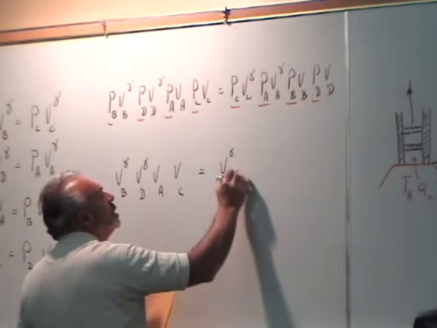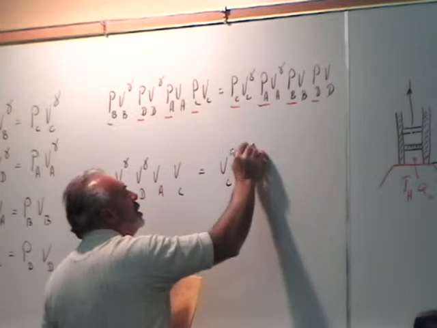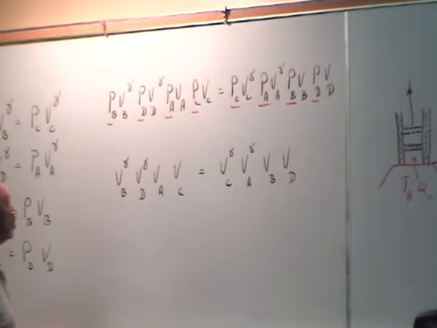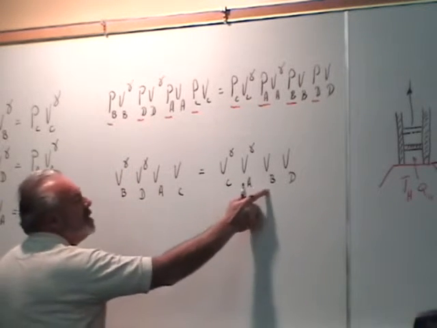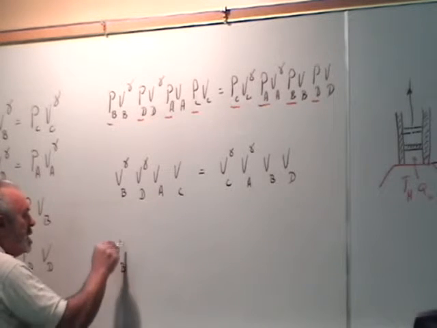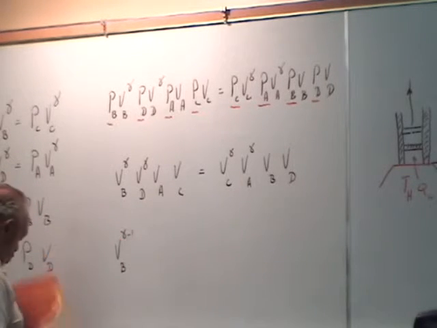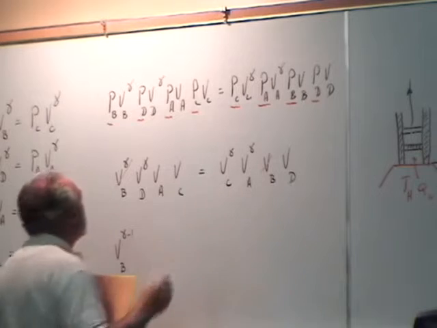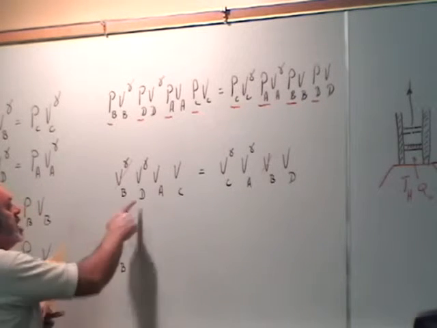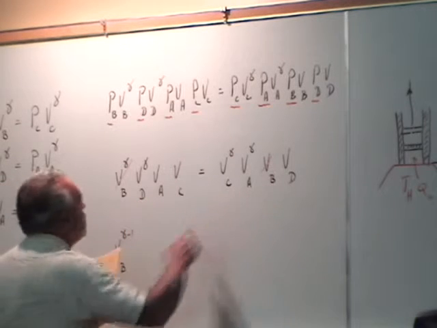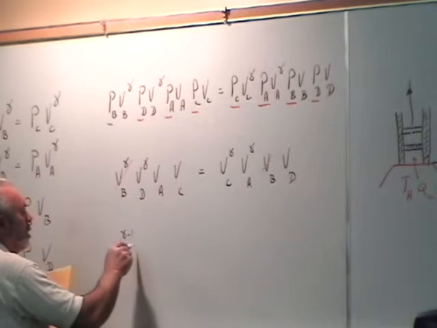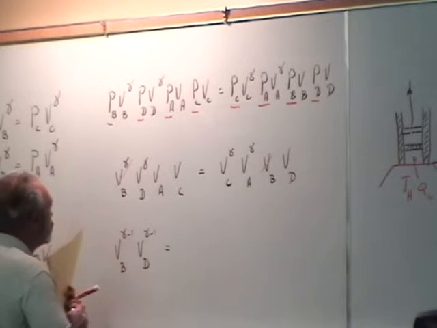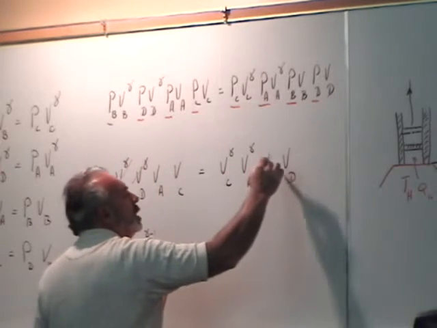V_C^γ V_C^γ, V_A^γ V_A^γ, V_B V_D. But you'll notice, V_B to the gamma, V_B. So I have a V_B to the gamma minus 1. Now, just so I stay organized, I've used these, so I'm going to cancel them out. Okay, what's next? V_D. I have a V_D to the gamma, and a V_D over there. So V_D gamma minus 1 equals, so the D's are gone now.